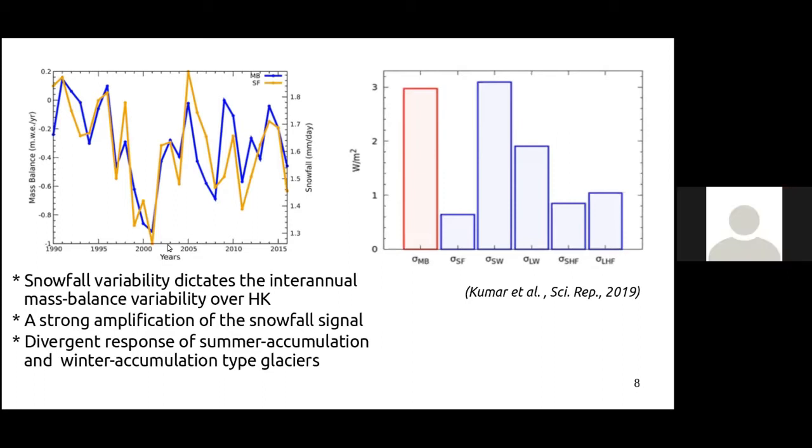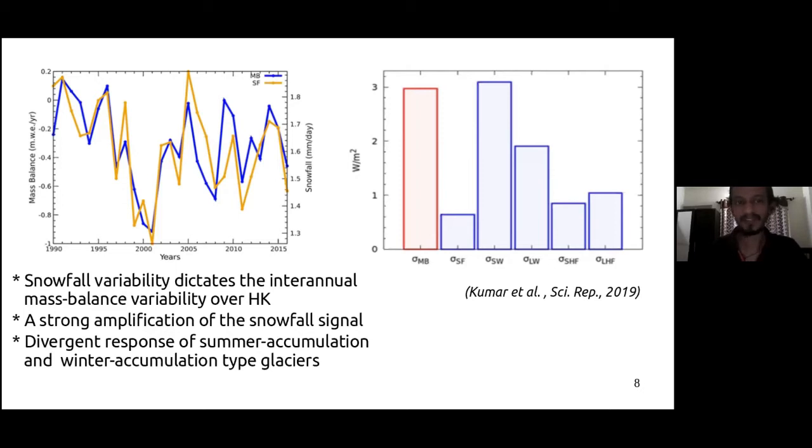Just had one question. Yeah. This mass balance curve, there is a dip around 2000. Is it clear why it happens around that time? Sorry, I have not looked at it in such detail. I won't be able to tell.